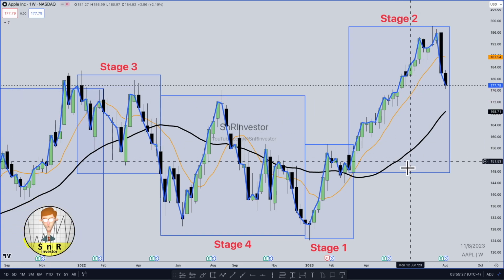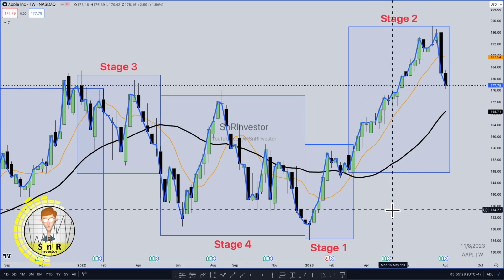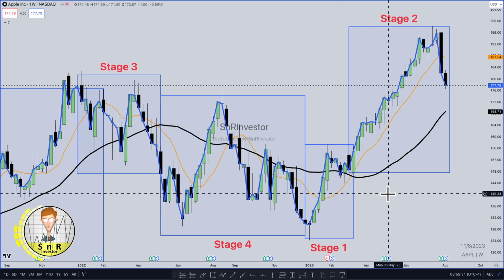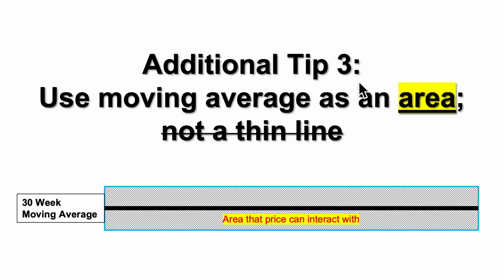So you can use both the 10 and 30-week moving average together to provide you with greater clarity to the technical analysis of the chart, and to provide you with clearer indications of the changes of the stages in stage analysis. Additional tip number 3, use the moving average as an area, not a thin line.